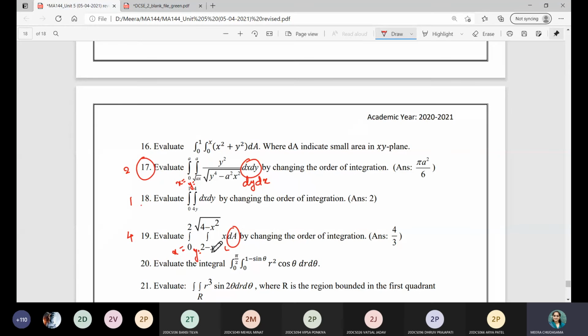So in that case, this is represented by a straight line. This is represented by a parabola. X variable limit is constant. So the original strip is vertical in nature. So by changing the order, we have to consider the horizontal strip, right? So let me write it down once again. Just wait.